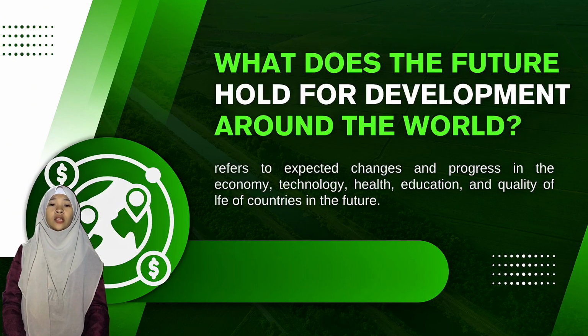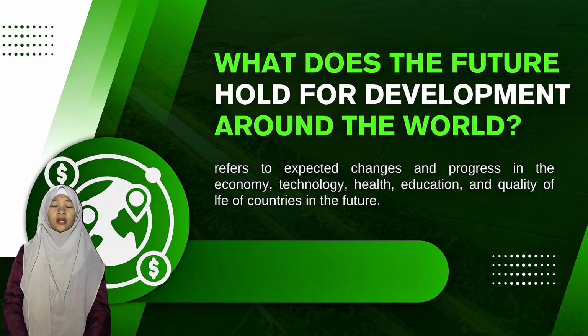So in this lesson, it explains that predicting the future is difficult because unexpected events like climate change, new disease, wars, and political conflicts can suddenly change the world. However, despite these uncertainties, many experts predict that the future of human development will generally improve.